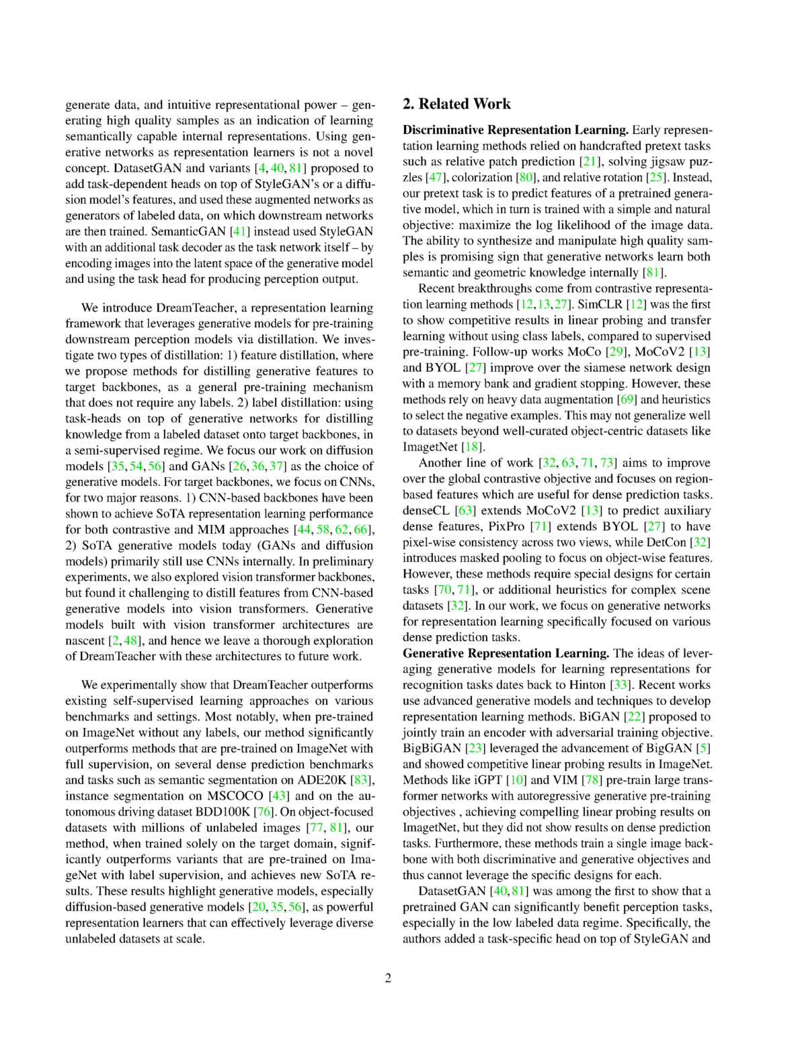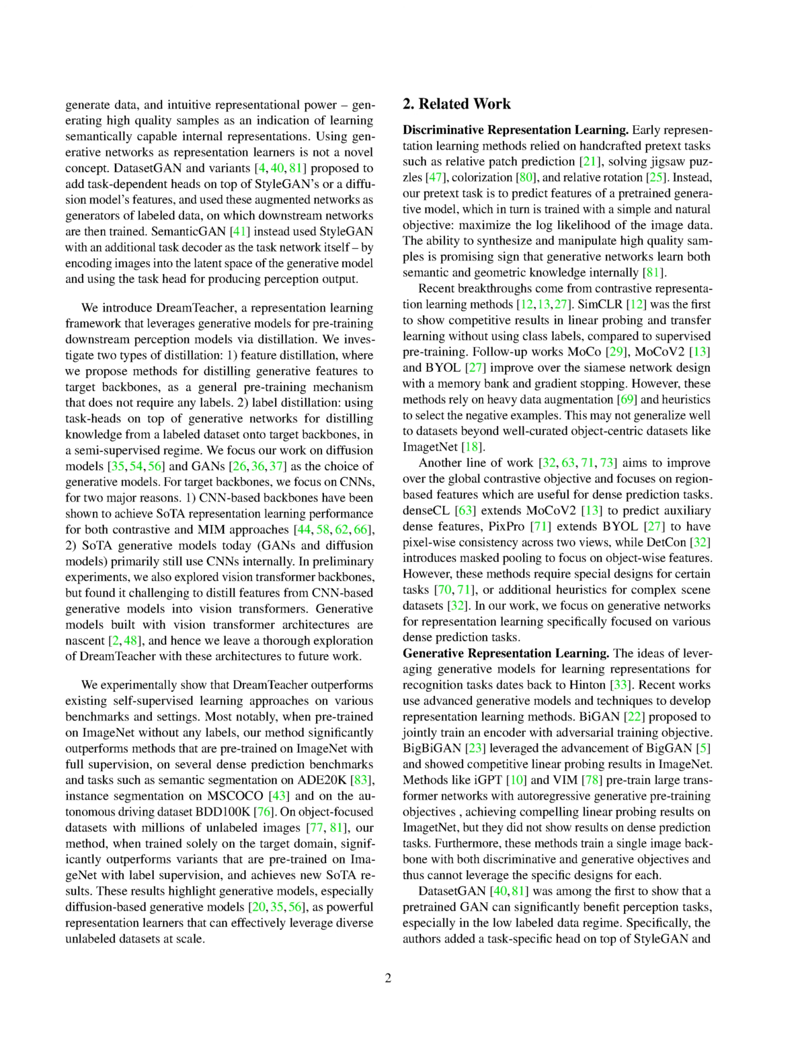We present DreamTeacher, a representation learning framework that uses generative models for pre-training downstream perception models via distillation. We explore two types of distillation: feature distillation, where we propose methods for distilling generative features to target backbones without needing any labels, and label distillation, where we use task heads on top of generative networks to distill knowledge from a labeled dataset onto target backbones in a semi-supervised manner. Our focus is on diffusion models and GANs as the choice of generative models, and CNNs as the target backbones.